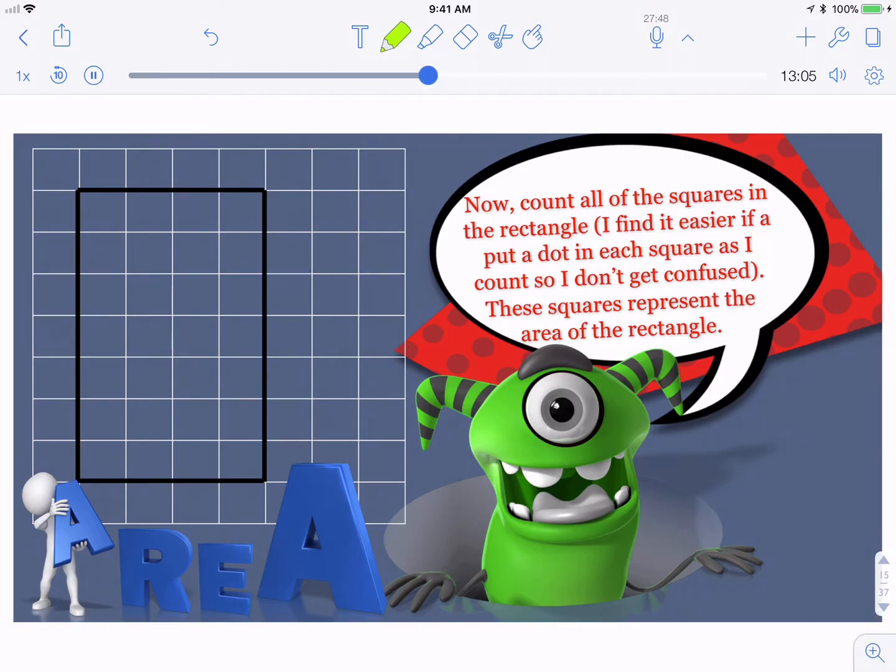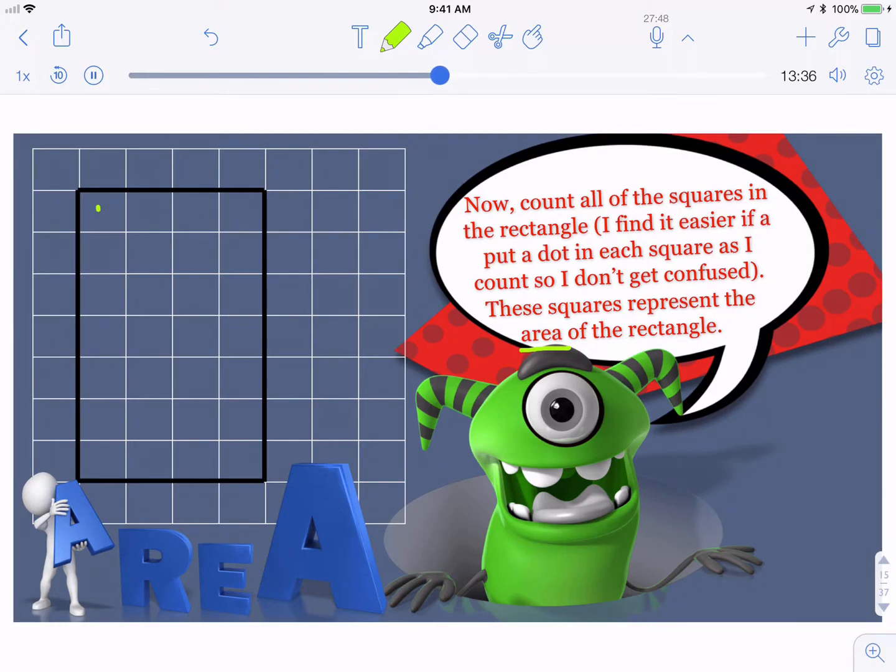Now count all the squares in the rectangle. I find it easier if I put a dot in each square as I count so I don't get confused. These squares represent the area of the rectangle. Remember, when we talk about area, we're talking about square units, or square meters, square feet, square yards. Okay, we're talking about the squares. So, let's count each square.